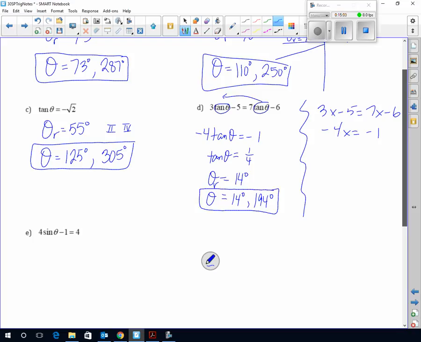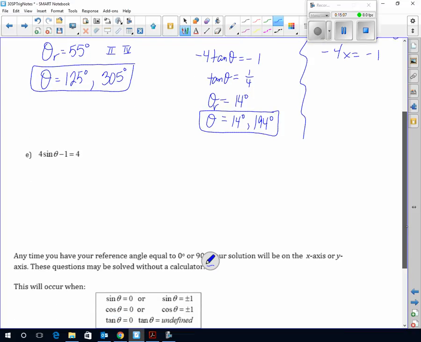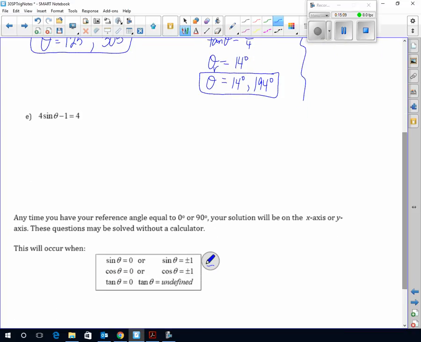Do you want to solve this one? You want to solve this one? I'll give you a second. Okay, so 4 sine theta equals 5, so sine theta equals 5 over 4.